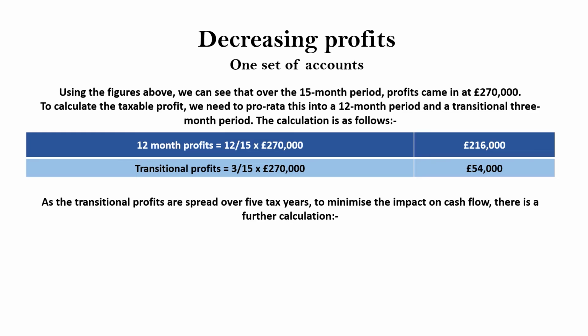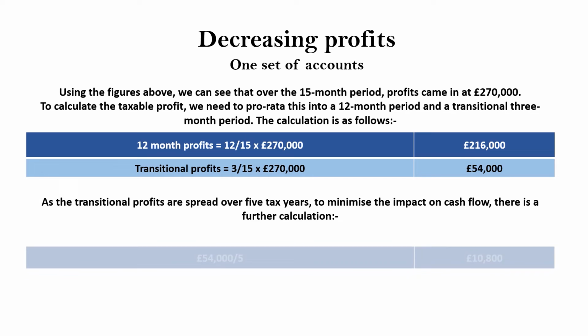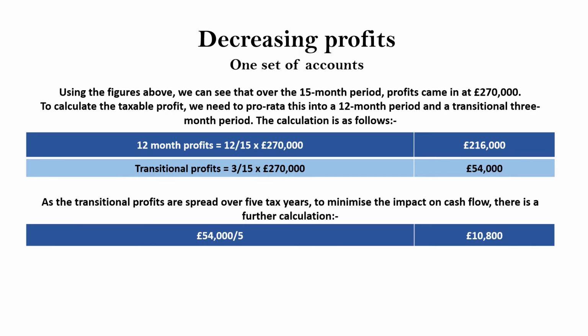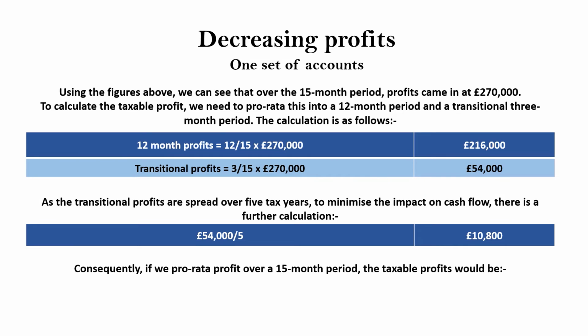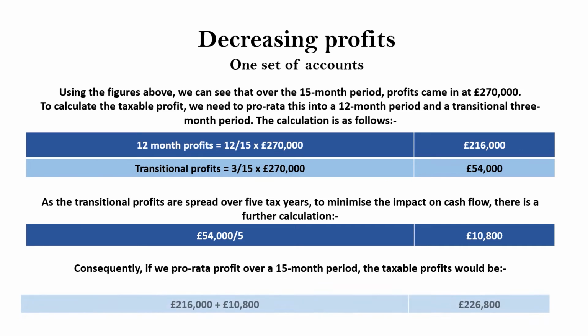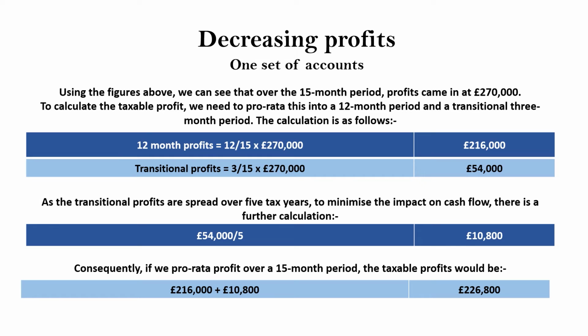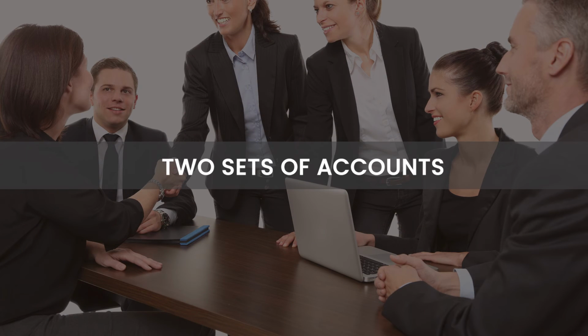As the transitional profits are spread over 5 tax years, to minimise the impact on cash flow, there is a further calculation, £54,000 divided by 5, which equals £10,800. Consequently, if we pro-rata profit over a 15-month period, the taxable profits would be £216,000 plus £10,800, which equals £226,800.